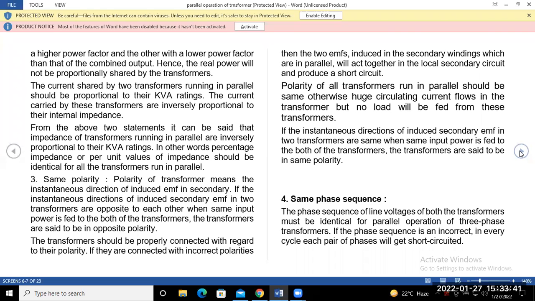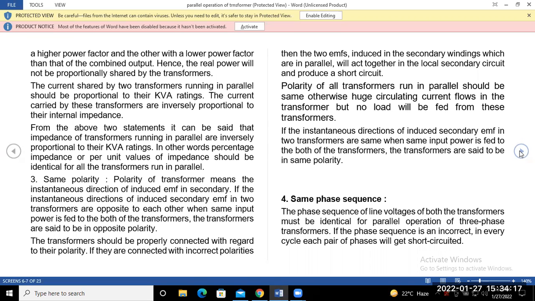Okay. So the third point you should concern yourself with when you connect two transformers in parallel is to connect the primary and secondary sides with the same polarity. Okay. So that you can also avoid the circulating current in this case. So polarity of a transformer means the instantaneous direction of the induced EMF in the secondary. If the instantaneous direction of induced EMF in the secondaries of the two transformers is opposite to each other, then the same input power is fed to both transformers.